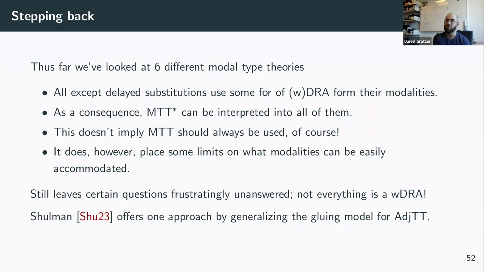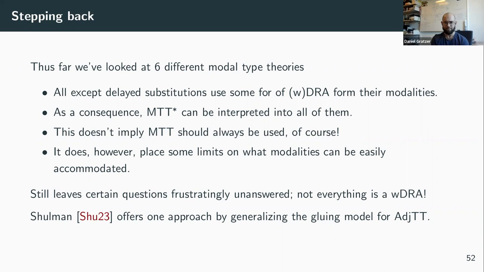Of course, I don't mean to imply that we should all be using MTT for everything. More what I mean to say is that this is placing some bounds on what functors we know how to internalize in this style. If everything is a weak DRA, that's a somewhat concerning state of affairs, because not every functor of interest fits into this framework.